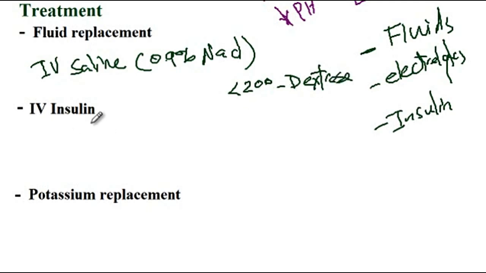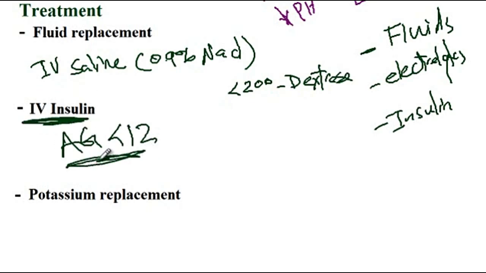Now, you should also provide IV insulin to help resolve the ketoacidosis, and ketoacidosis is basically considered resolved when the anion gap drops below 12. So you will have to continue the insulin infusion until the anion gap is less than 12 and the patient is alert and able to eat. And then finally, you will have to provide potassium replacement.